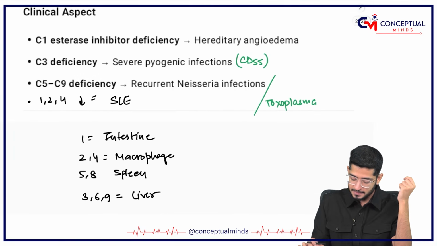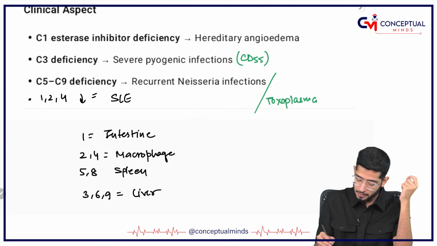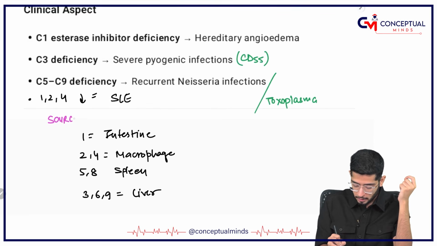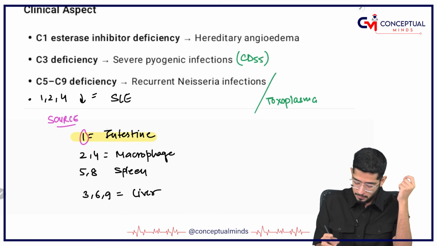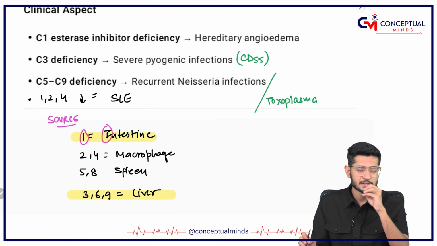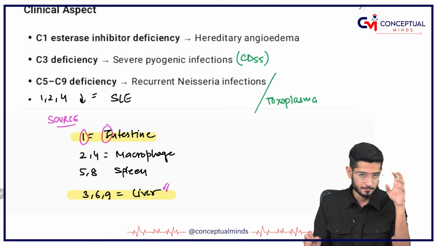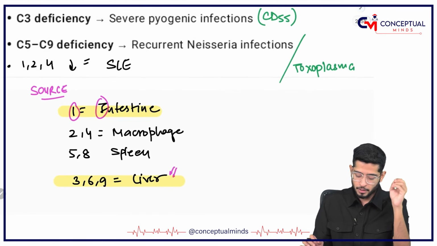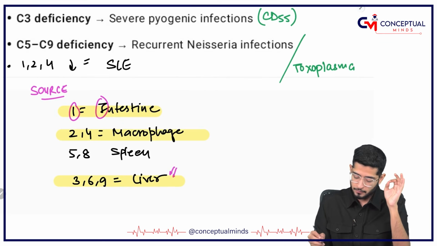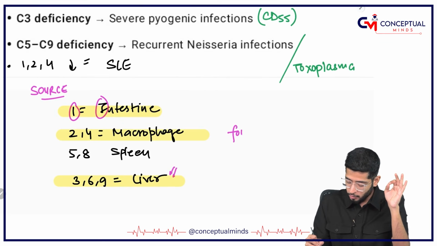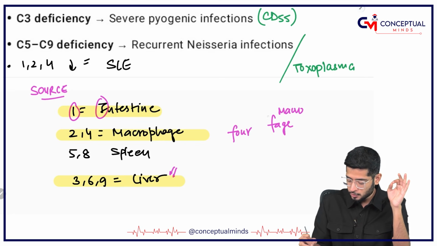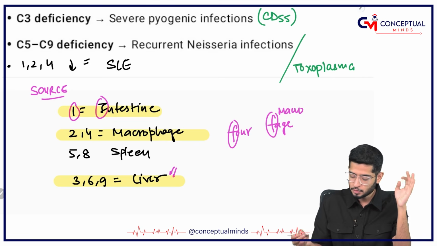What are the clinical aspects? Remember, okay, let me tell you the sources. So where are these all coming from? So remember that C1 is released by the intestine, very easy to remember, 1 and I look very similar. Multiples of 3, 3 ones are 3, 3 twos are 6, 3 threes are 9. C3, C6 and C9 are coming from the liver. Okay, so remaining ones are 2 and 4. C2 and C4 are going to come from the macrophage. So four, phage. Okay, so macrophage, new spelling. F and F coming together, 2 and 4.